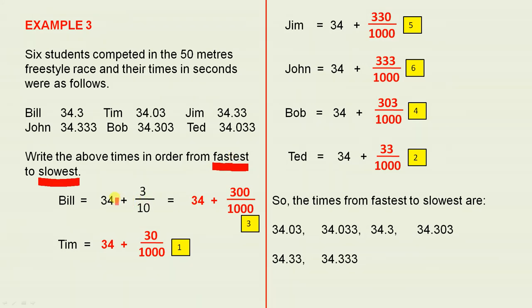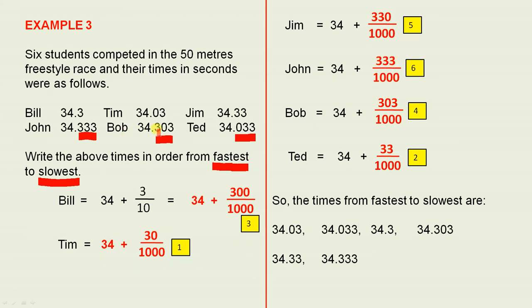The first one is 34.3, which is 34 plus 3 over 10, which is 34 plus 300 over 1,000. Now we're going over 1,000 because we've got 3 decimal places for those ones there. So each of the fractions is going over 1,000. The next one, which is Tim, is 34.03, which is 34 plus 30 over 1,000. Jim, which is 34.33, is 34 plus 330 over 1,000. John, which is 34.333, is 34 plus 333 over 1,000.